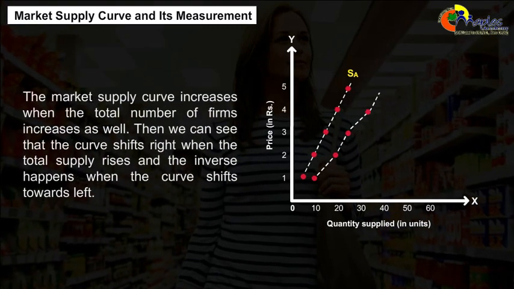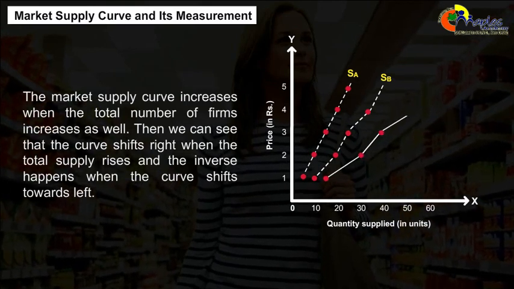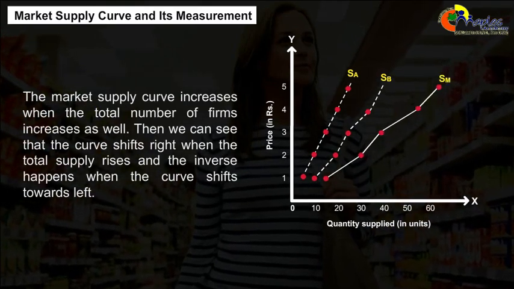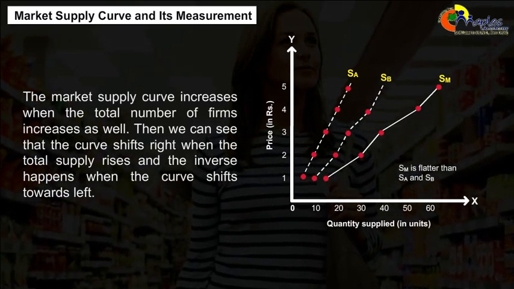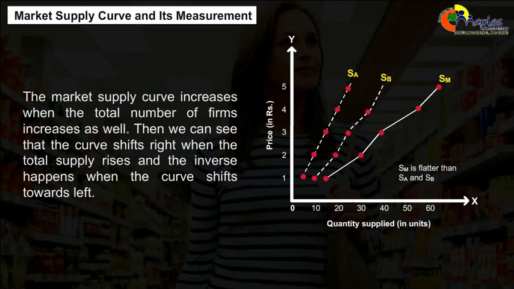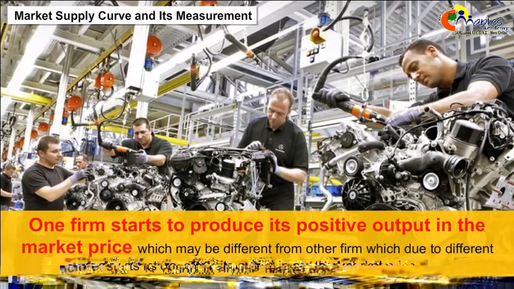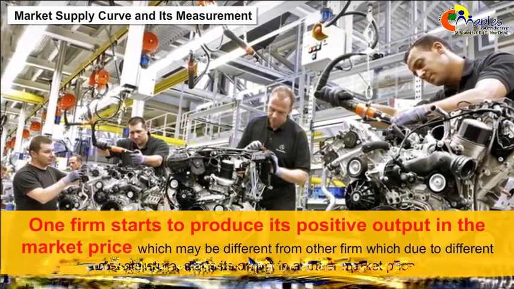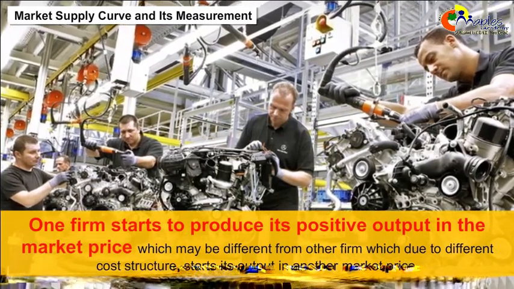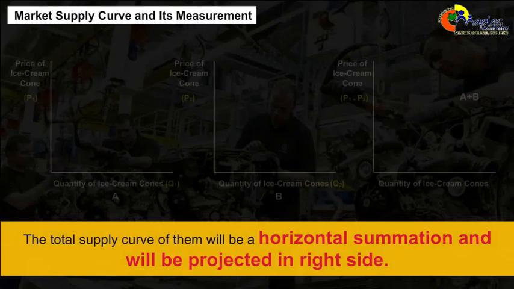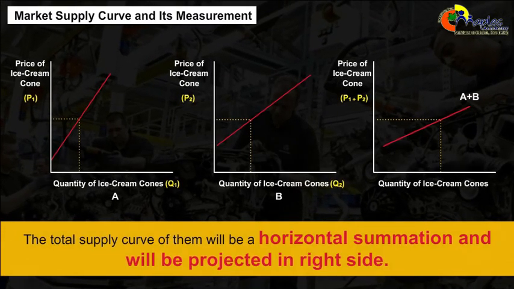The market supply curve increases when the total number of firms increases as well. Then, we can see that the curve shifts right when the total supply rises, and the inverse happens when the curve shifts towards left. One firm starts to produce its positive output at one market price, which may be different from another firm, which due to a different cost structure starts its output at another market price. The total supply curve of them will be a horizontal summation and will be projected on the right side.